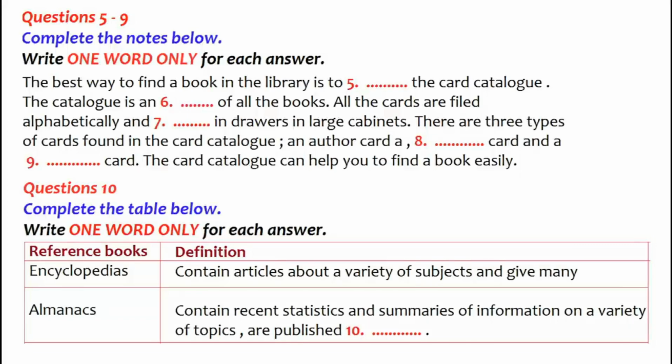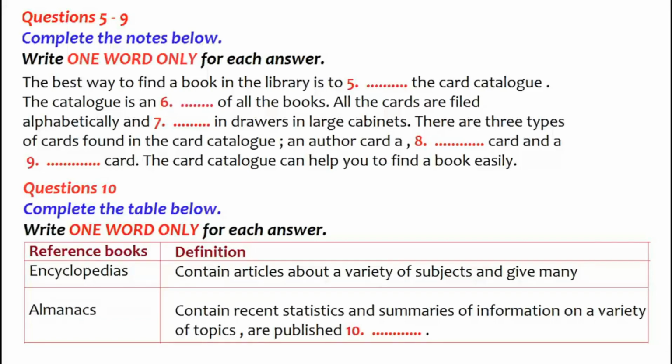The title card is filed alphabetically according to the title of the book. The subject card is filed alphabetically under the name of the subject of the book. In many university libraries, they use their own Bibliotheca cataloguing system or the microfiche system. Both of them list publications under author and title, and both are very easy to use.